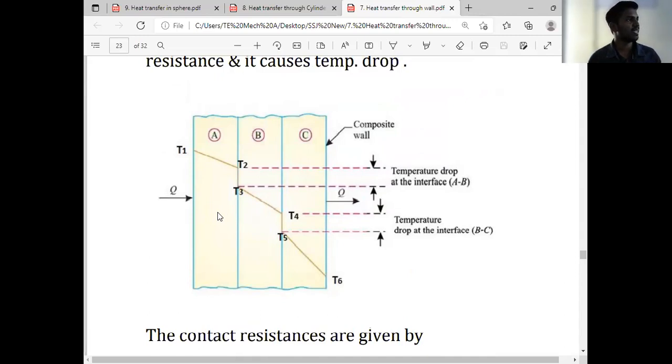आतापर्यंत जे आपण बघितलंय त्याच्याप्रमाणे किती आले असते, there will be 3 resistances: conduction in plate A, conduction in plate B and conduction in plate C. But in this case there is a contact resistance between the plates. AB plate मध्ये पण एक contact resistance आहे and plate BC मध्ये पण एक contact resistance आहे. We have to consider that resistance also.